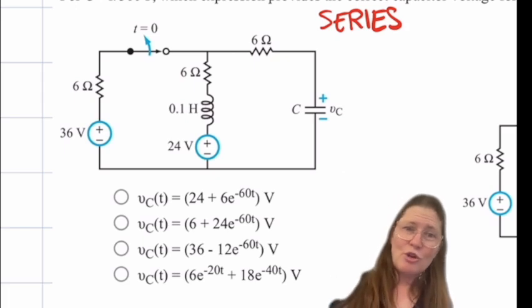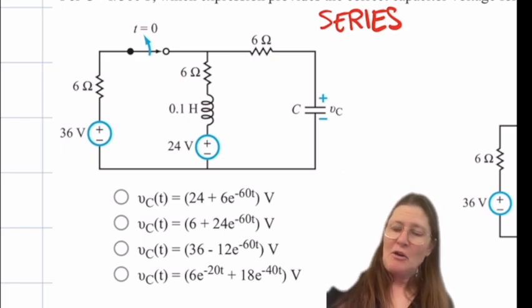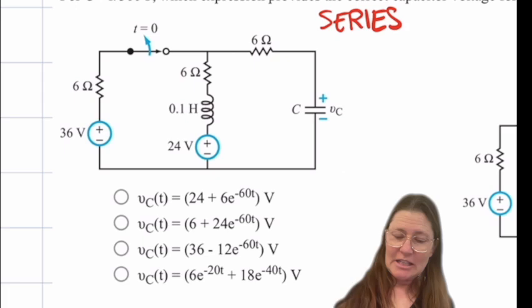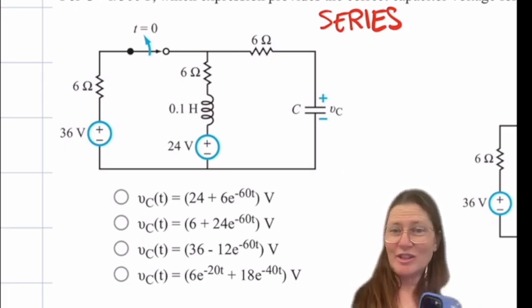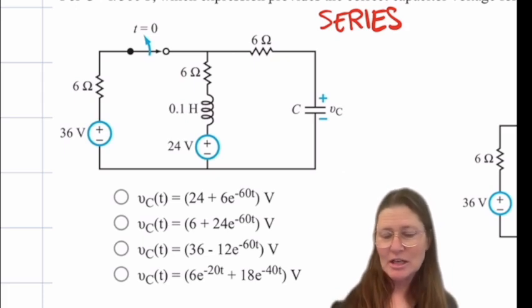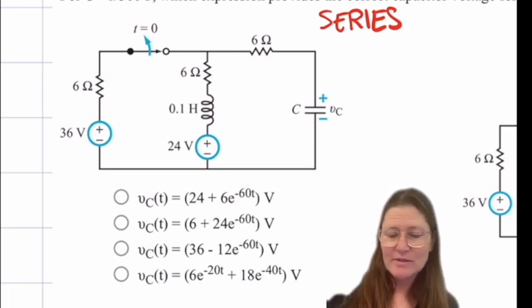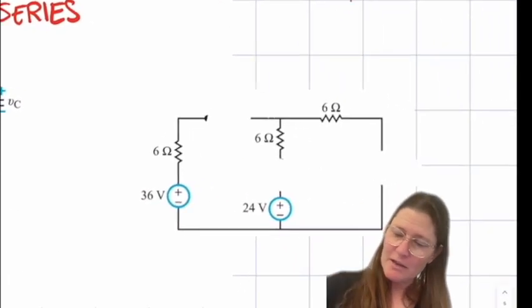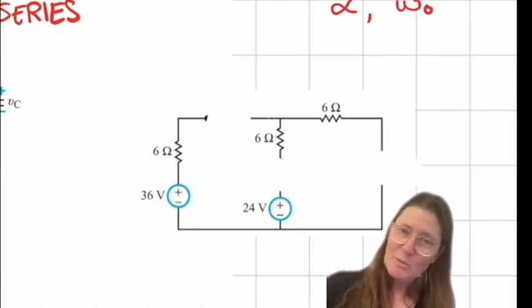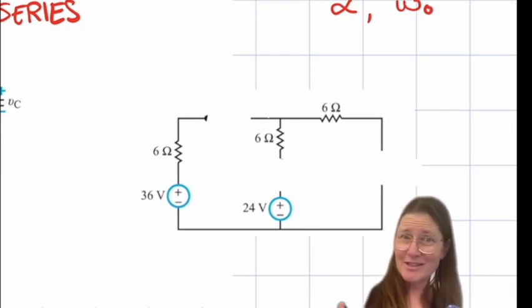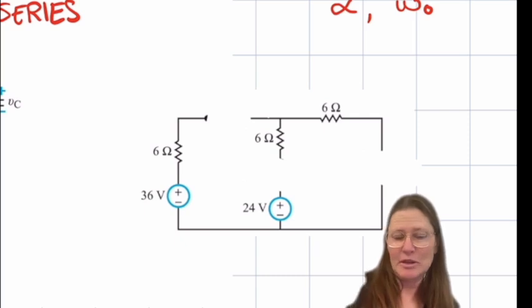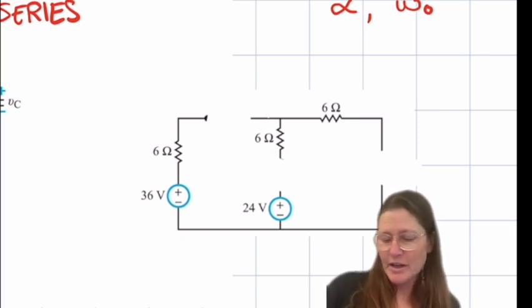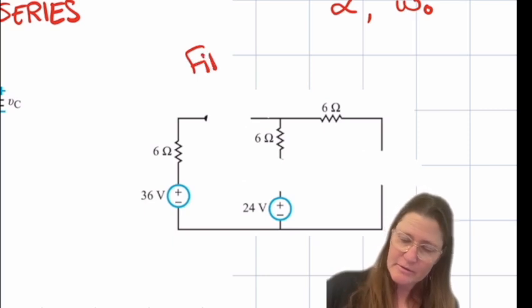Okay, so you could set up the transfer function. I actually find it a little easier to use the table. I just would need to know what my initial value is, and then find alpha and omega naught from that. So I'm going to show you a slightly different way to solve it because I think it's a little easier. So with that, I use the final circuit.